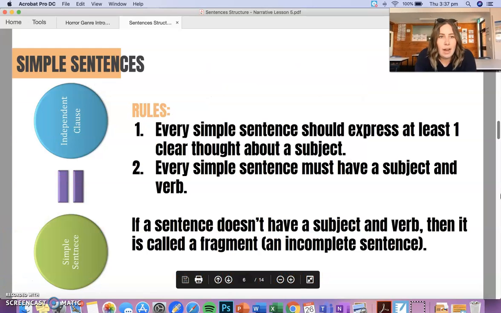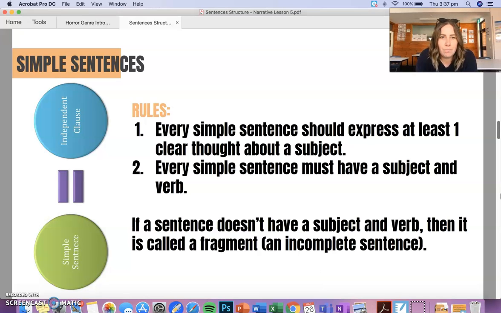Okay, what we're going to have a look at now is simple sentences. So there are some rules you need to know. Firstly, every single simple sentence should express at least one clear thought about a subject. And also that every simple sentence must have a subject and a verb. So a simple sentence pretty much is an independent clause. If a sentence doesn't have a subject or it doesn't have a verb, like it's only got one or the other, then it's called a fragment, and that's an incomplete sentence.